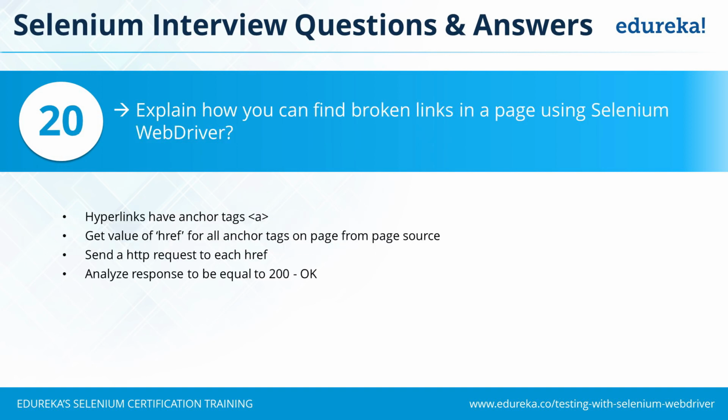Okay. The next is, explain how you can find broken links in a page using Selenium. This is a very tricky question which the interviewer may ask: you are given a page and there are 20 links on the page. You need to find out which of the links is working and which of the links is not working. So what is the way you can approach this question?